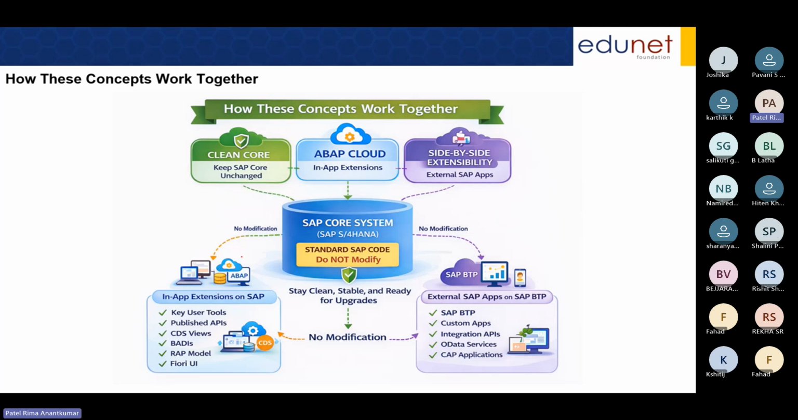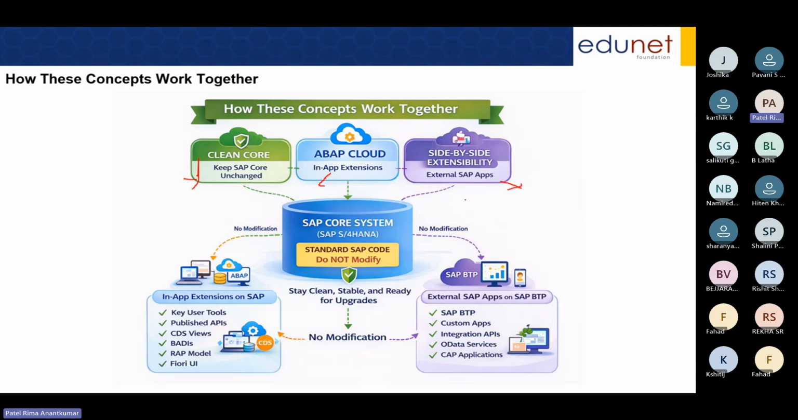So here is the final diagram that helps you understand how it actually works, right? In the center we have our database, that is the standard SAP code, which should not be modified. For that we use the clean core approach, right? And we have ABAP Cloud, which is the in-app extensions, and we have the external SAP applications, that is side by side extensibility.